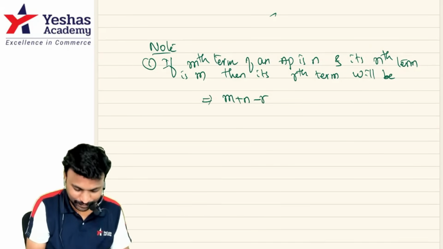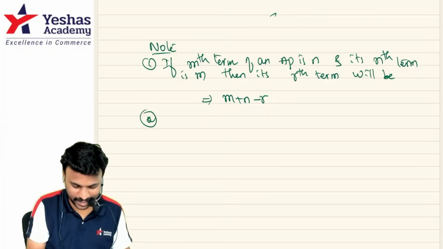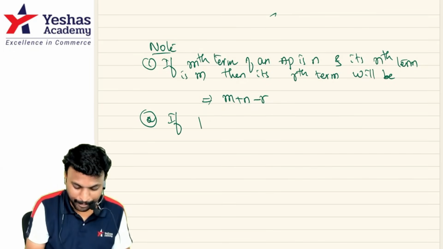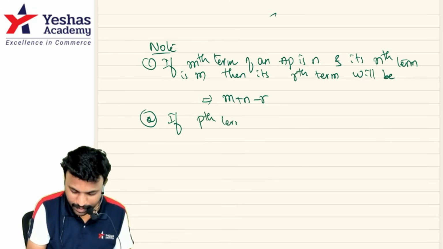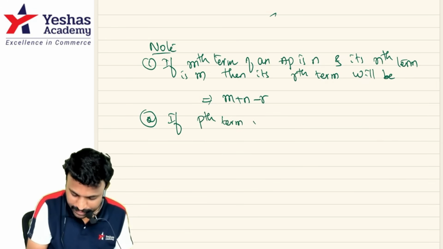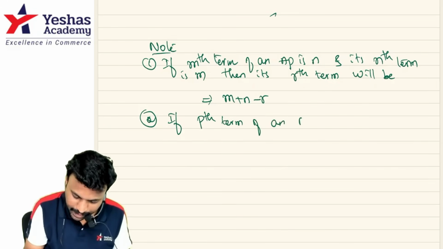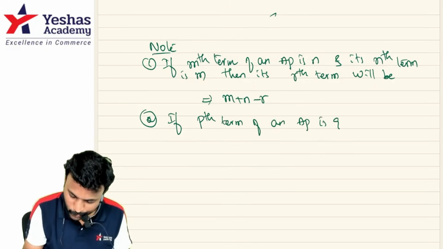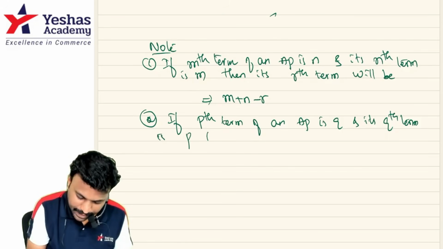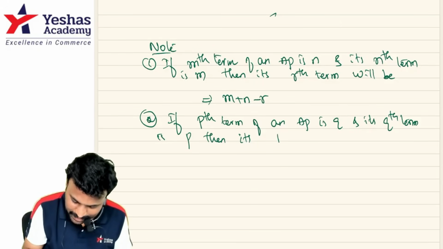Now you tell me what if the question is: if the pth term of an AP is q and its qth term is p, then it's not the rth term this time. The (p plus q)th term will be.